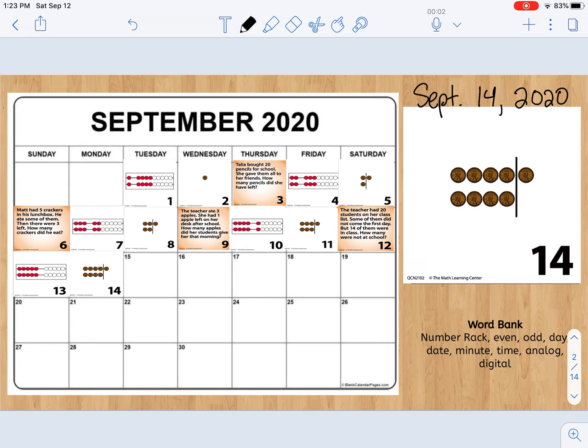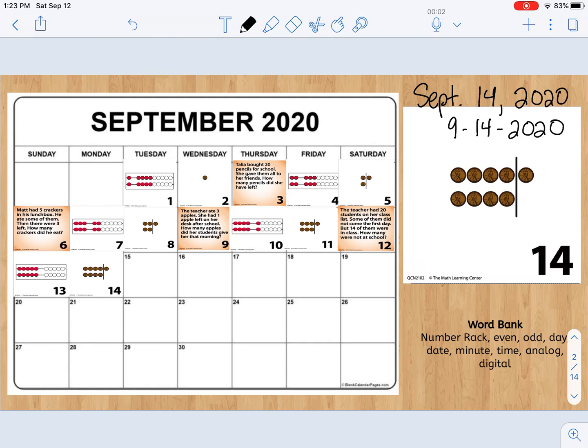I can write it in an even shorter way by just using the numbers. I know that September is the 9th month of the year, followed by a dash with today's number, which is the 14th, followed by another dash and the year at the end, which is 2020.